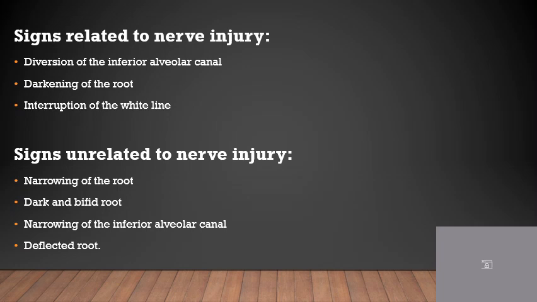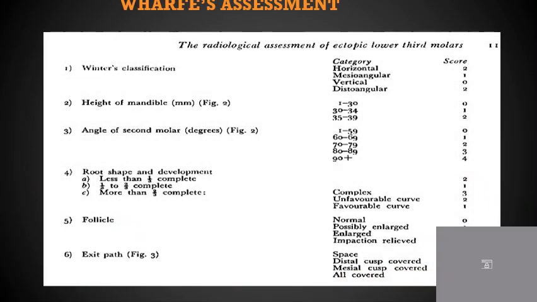Signs related to nerve injury are diversion of the inferior canal, darkening of the root, and interruption of the white line. Signs unrelated to nerve injury are narrowing of the root, darkening of the root, narrowing of the inferior canal, and deflection of the root. Based on these things, another assessment is by the Pell and Gregory system, Winter's classification, height of the mandible, angle of the second molar, the root, and the height of the follicle of the tooth.